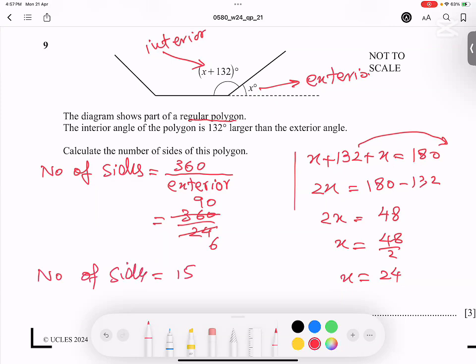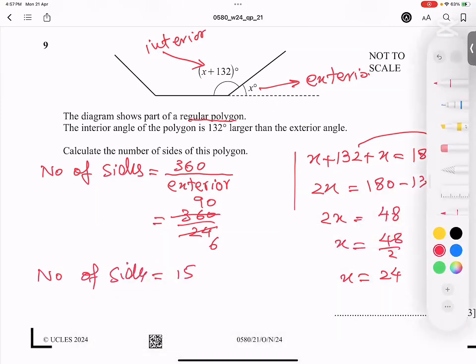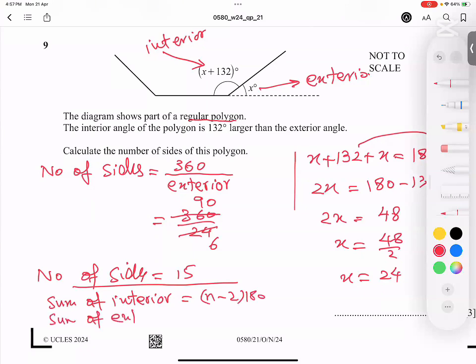Besides this question, quickly I will explain some formulas. Formulas are very clear; you have to keep in mind what the formula is. Sum of interior angles is (n minus 2) times 180. Sum of exterior angles is simply 360. Students, if I ask for each exterior angle, divide by n. So this formula you get from here.